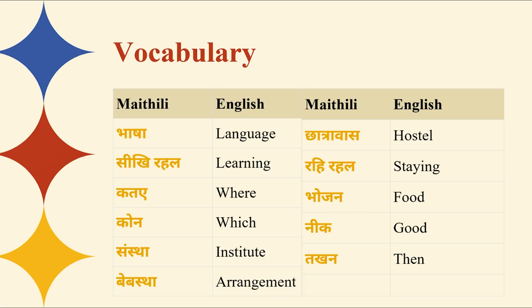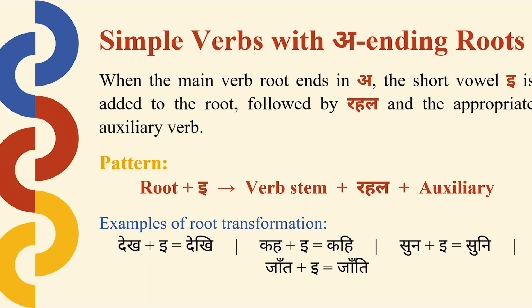So let's look at a few vocabulary items that have been used in the conversation. So bhasha, those who are Hindi speakers will know it's language. Chhatravas is hostel. Seekh rahal is learning. So the rahal is the continuous marker. Rah rahal, staying. Kate, where. Bhojan, food. Kon, which. Neek, good. Sanstha, institute. Takhan, then. Vyavastha, arrangement. So these are the key vocabulary items.